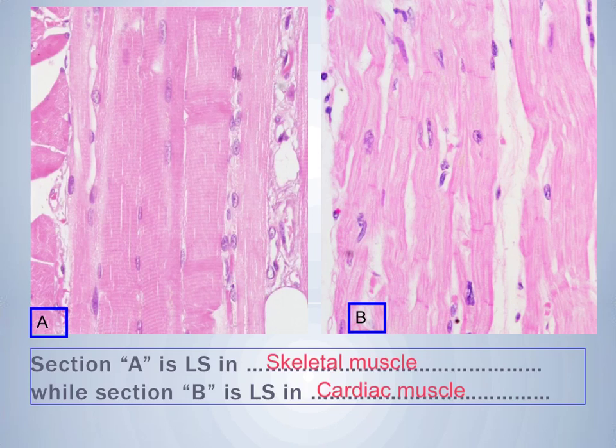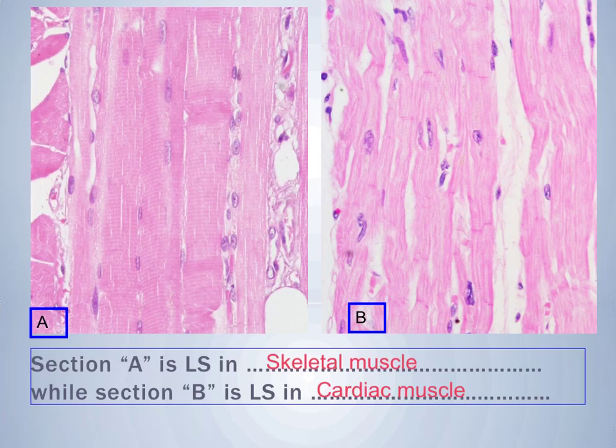So it is a longitudinal section in the skeletal muscle for these reasons. We have the multiple peripheral nuclei. We have no branching of the fibers evident here. We have more evident striations, transverse striations. So it is an LS in the skeletal muscle.